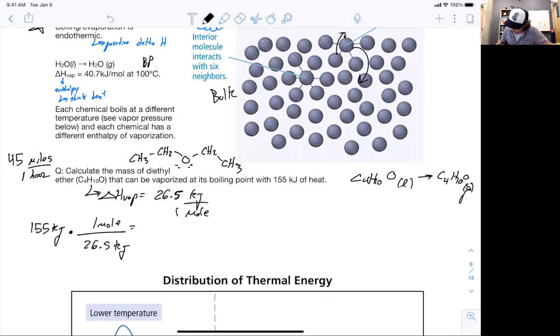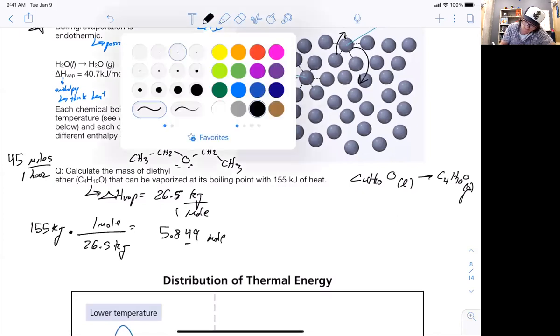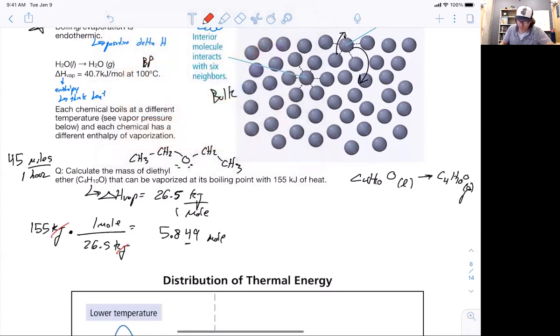So 155 divided by 26.5, and we get 5.85. Maybe I'll carry one more sig fig. Kilojoules go away, moles pop in. Carry one more sig fig so I don't round too early.